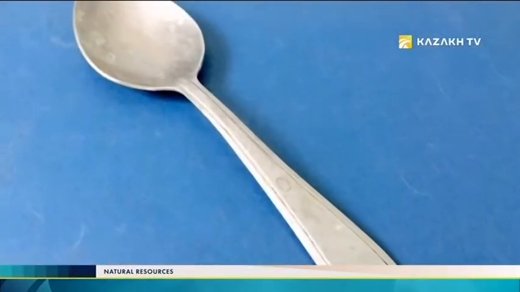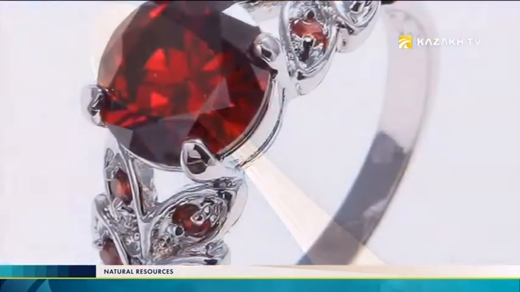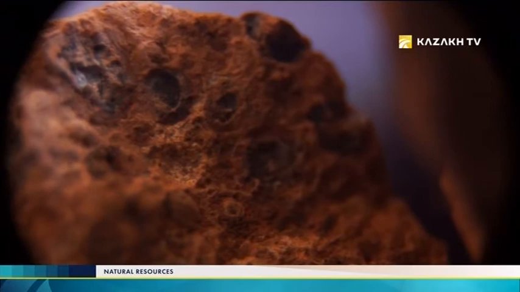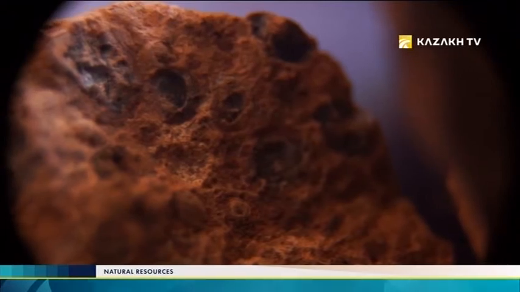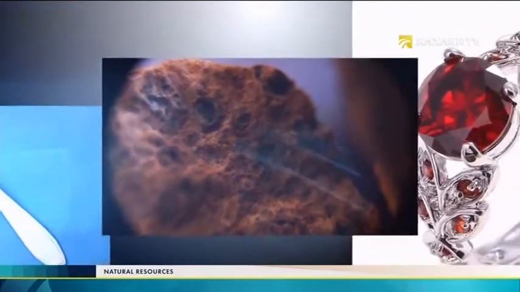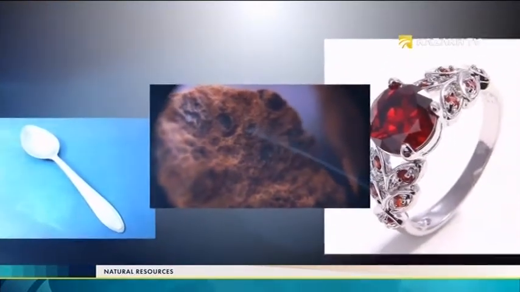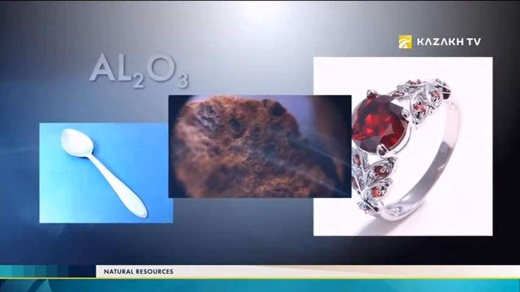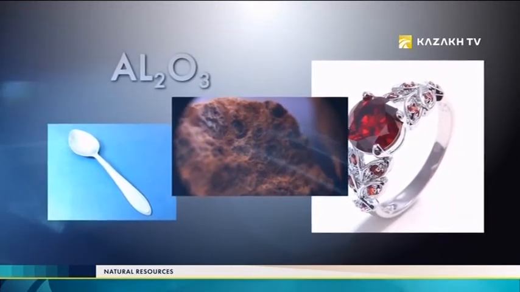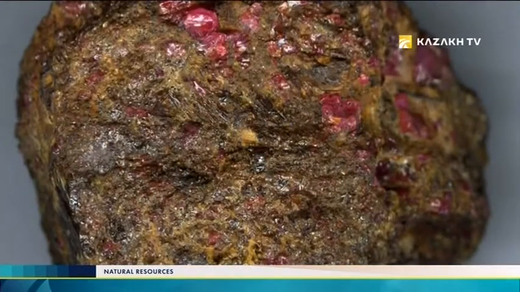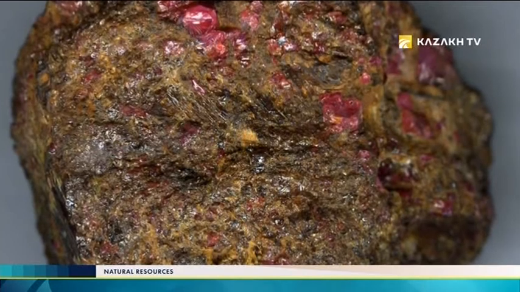How do you think? What do this spoon, ring with a ruby and a piece of brick color ore have in common? All of them, different in shape, color, price, and designation, have aluminum oxide in their content. This alloy name is corundum.